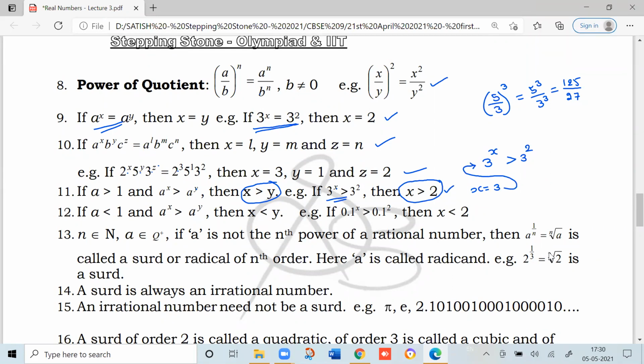27. So 27 is greater than what? 3 square, which is 9. That means when x is greater than 2, it is true. Not only 3, any number I can take.